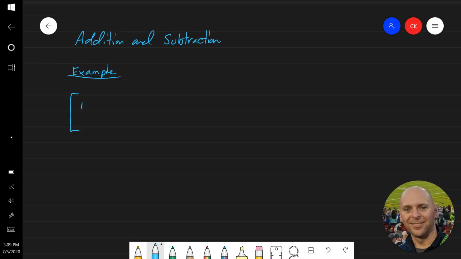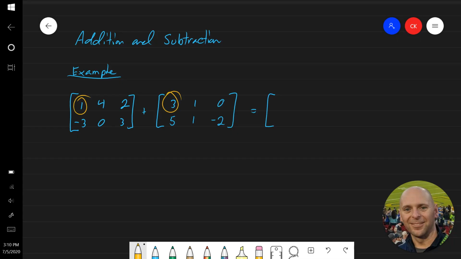We'll take 1, 4, 2, negative 3, 0, 3, and we'll add it to another matrix, 3, 1, 0, 5, 1, negative 2. And the way we add these things is to just add the corresponding elements within the matrix. So we can add position 1, 1 together in each one of these, and we end up with 4. And position 1, 2, add those two elements together, and we get 5, and so on.